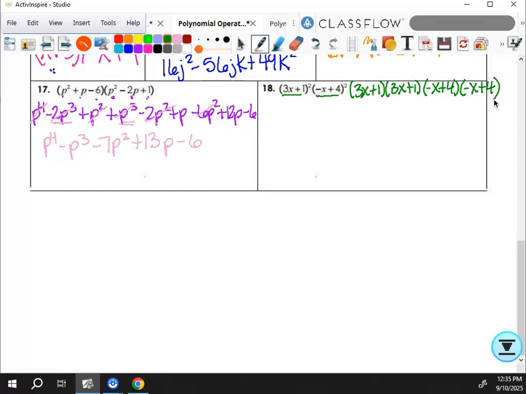But instead of taking this and distributing it to everything, I would FOIL those together, multiply them together, simplify it, and then do the distribution kind of like on 17. Okay, does that make sense to you? So get that done. Once you have that one done, and I've checked it, then I will give you your assignment.